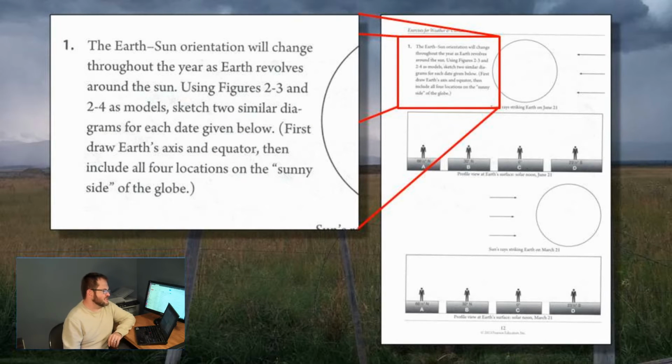What the diagram is saying here, if I zoom in a little bit, is that the Earth-Sun orientation changes throughout the year as the Earth revolves around the Sun. Using figures 2.3 and 2.4 as models, sketch two similar diagrams for each date given below. Now, it says here first draw the Earth's axis and then the equator and then all four locations on this sunny side of the globe. I've done this lab many, many times, and I know students often don't read those instructions carefully enough or don't quite make sense of what's going on here.